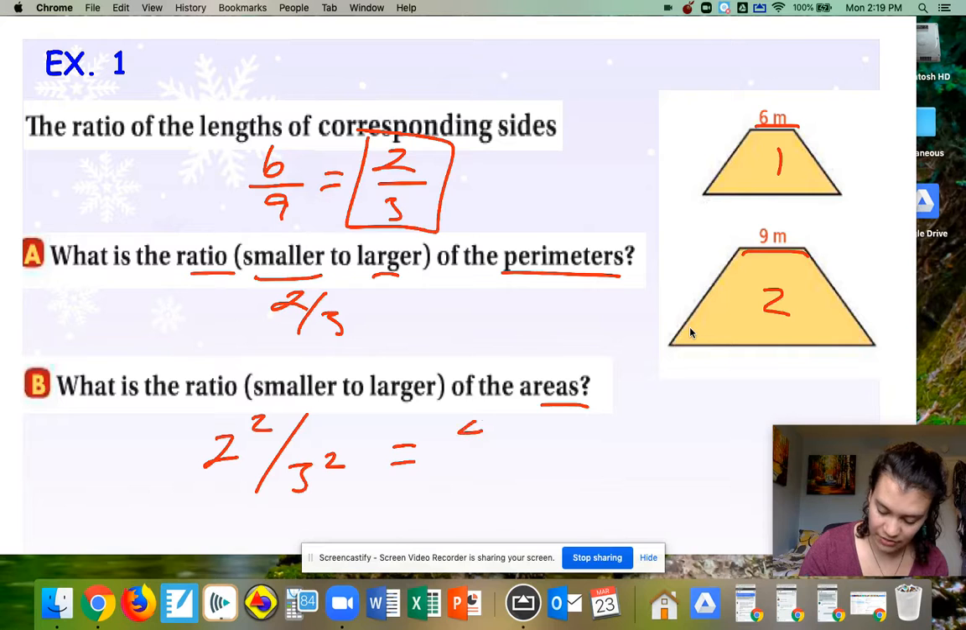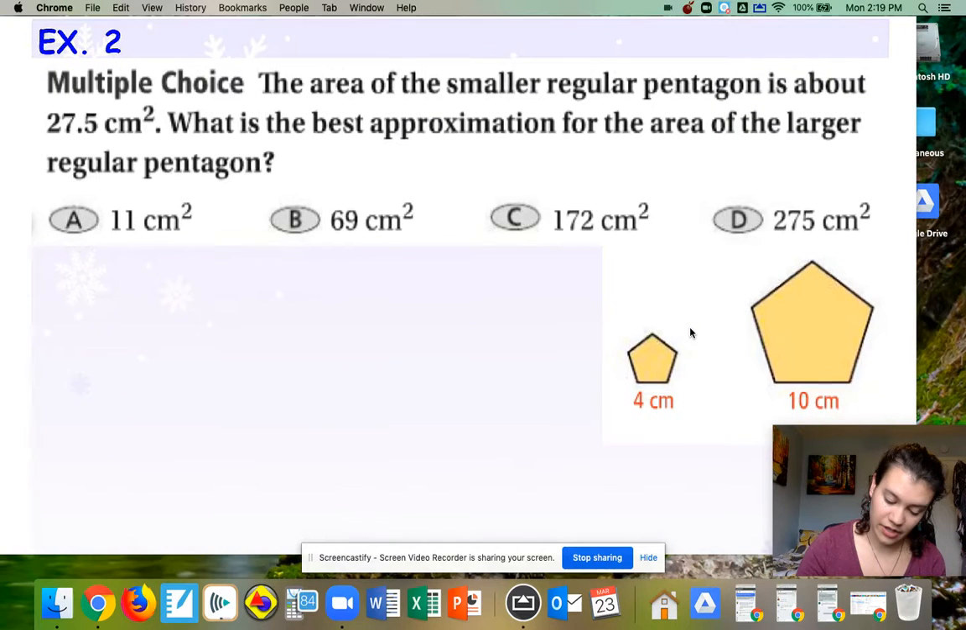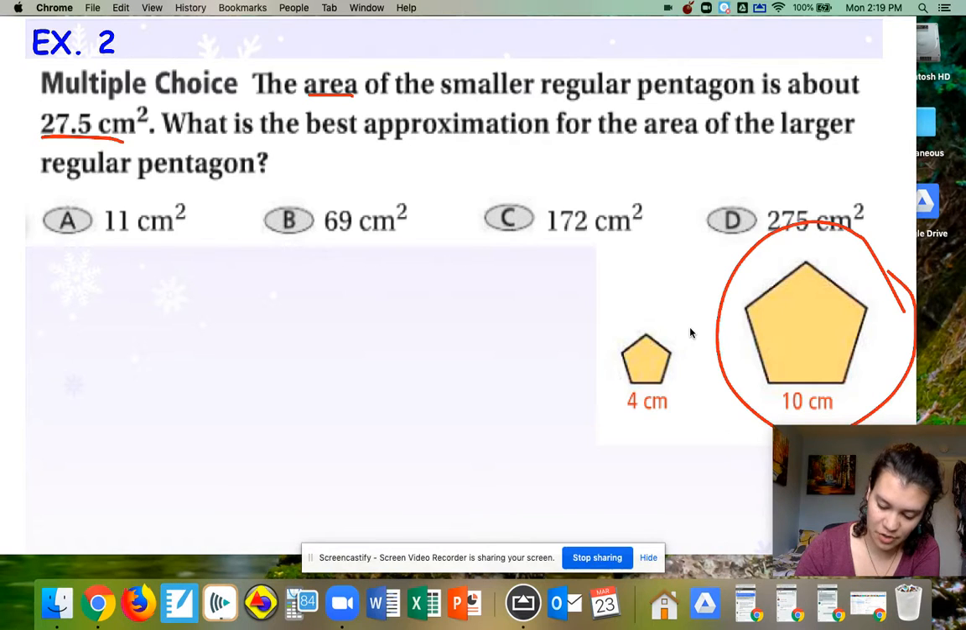So you end up getting 4 over 9. So here is another type. Here we know the area of the smaller pentagon is 27.5 centimeters. We want to figure out what's the area of this bigger pentagon right here. So this is our small one, this is our large one.